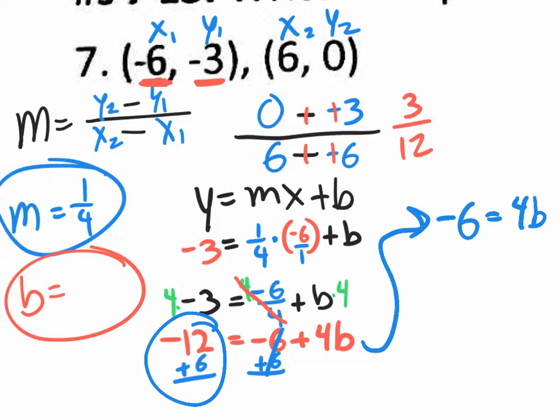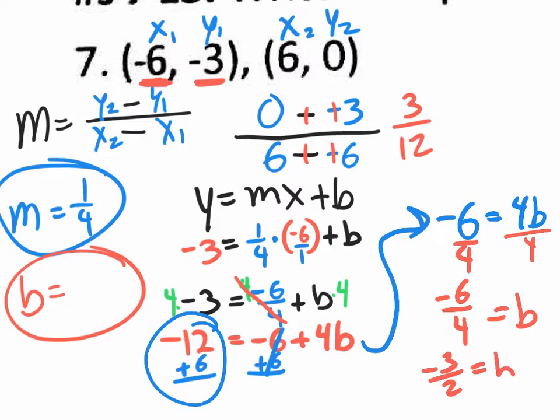How do I get rid of that 4 in front of the b? Divide by 4, divide by 4. So b equals negative 6 over 4. But of course, you could reduce that by 2, and it'll become negative 3 over 2. That's your b value. Okay? So your b value is negative 3 over 2.